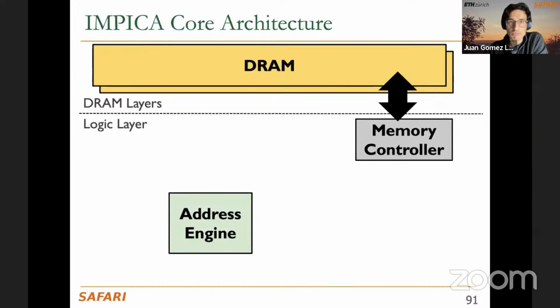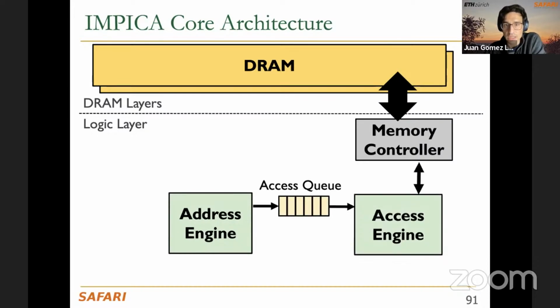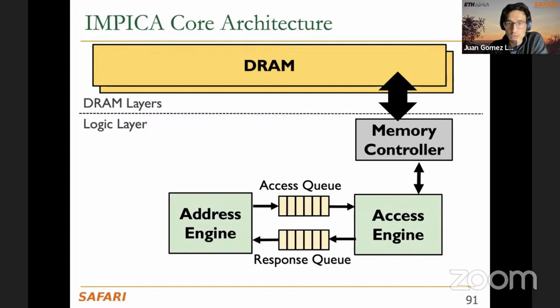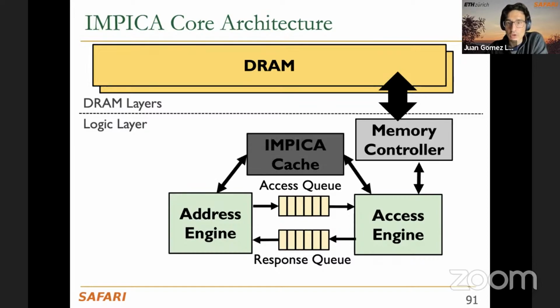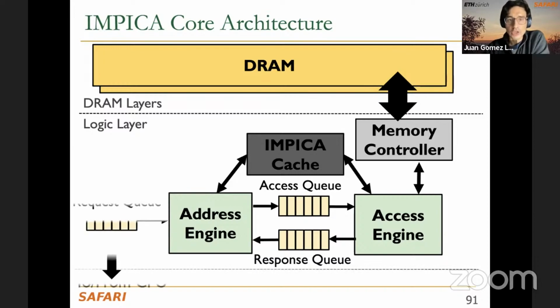Here you can see a simplified representation of the Micro core architecture with the address engine and the access engine. In the middle, we have an access queue for them to communicate with each other, and a response queue. And they also are extended with a small cache that can save some of the accesses to the DRAM.